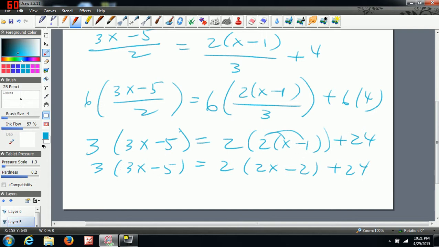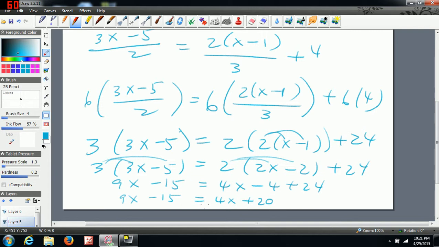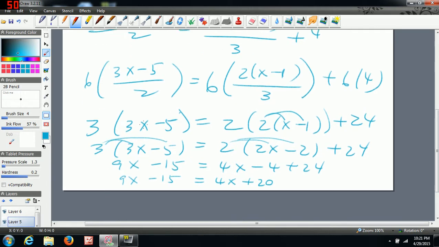Now what I'm going to do is open up these brackets, and when I do, this actually goes here and here. So this becomes 9x minus 15, which is equal to 4x minus 2 plus 24. So at that point, we've got 9x minus 15, which is equal to 4x plus 20. Okay, so now what we're going to do here is bring all the x's to one side and all the numbers to the other side.